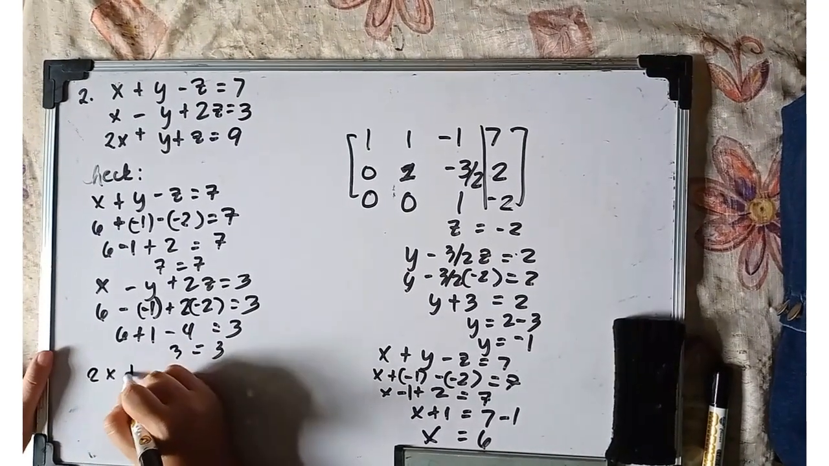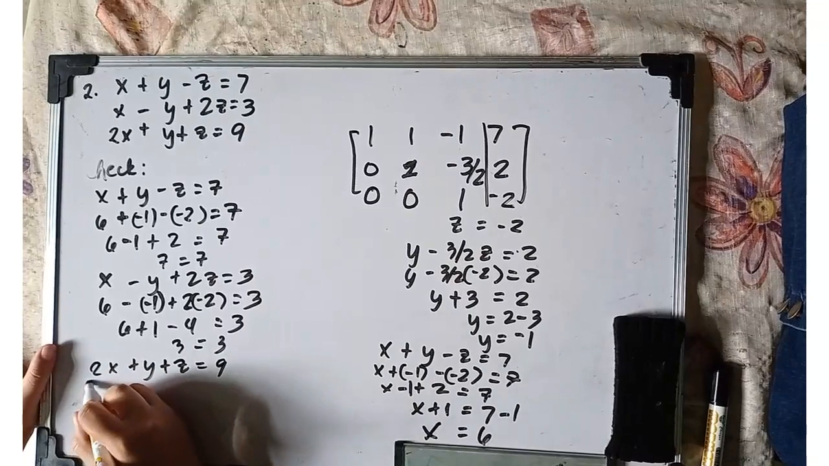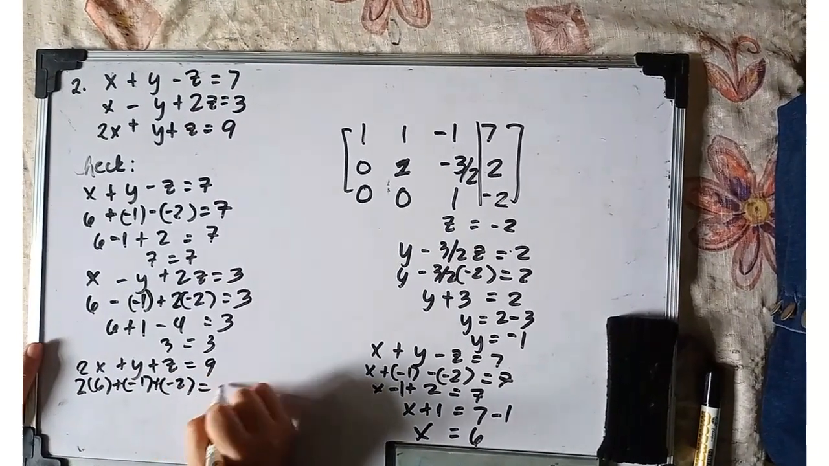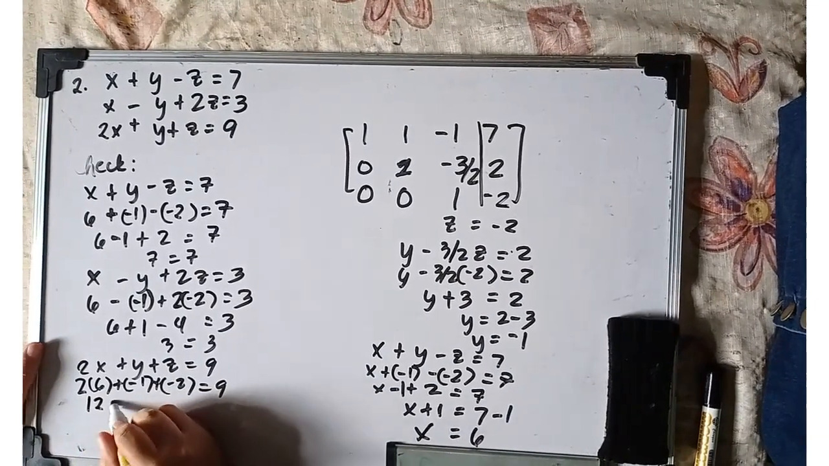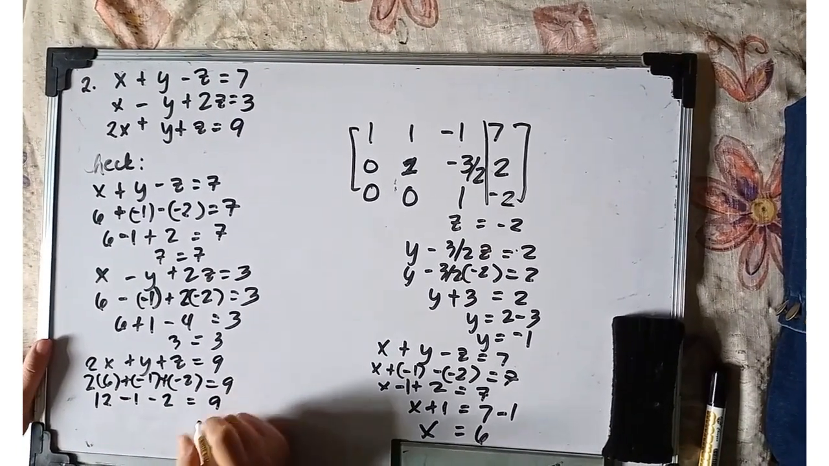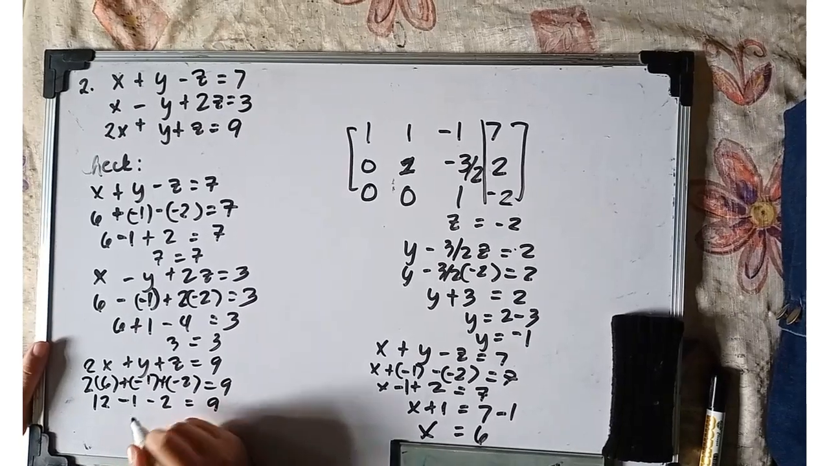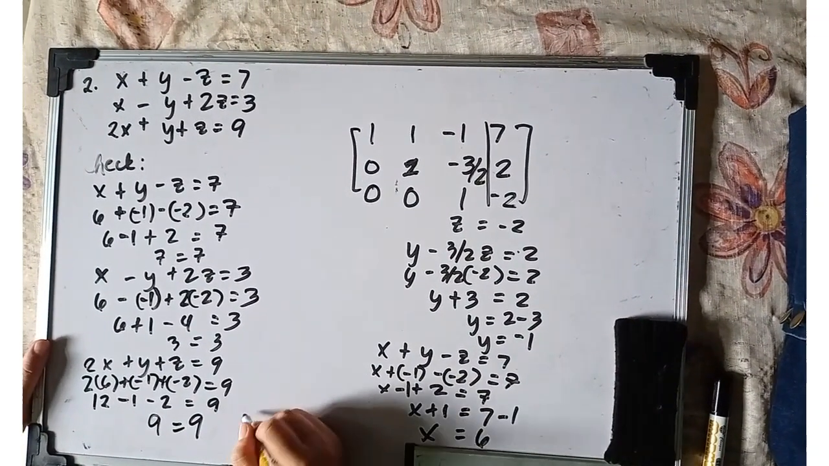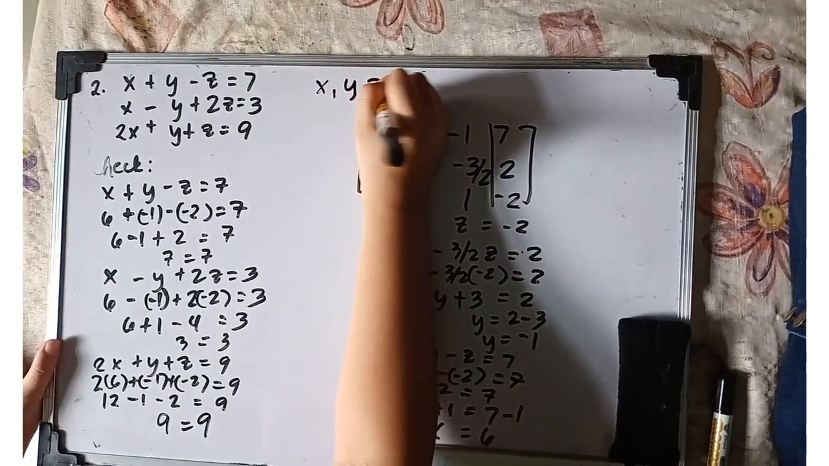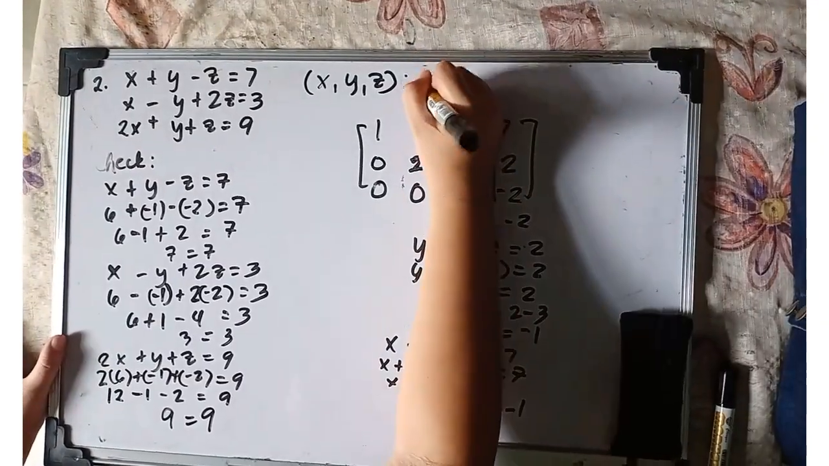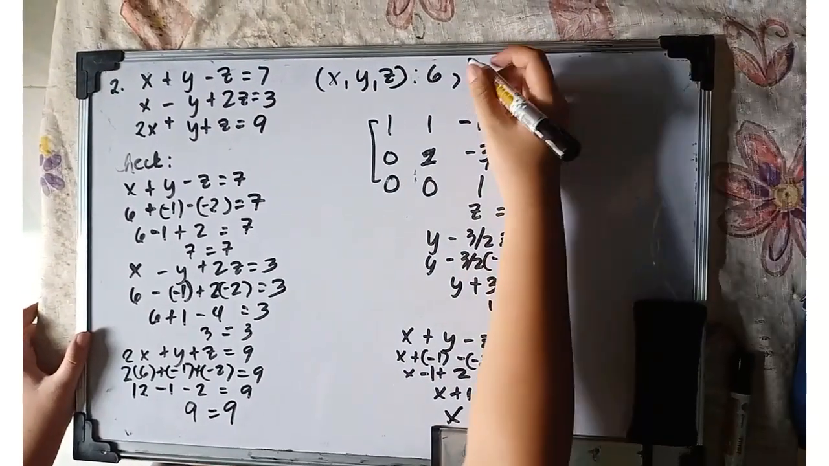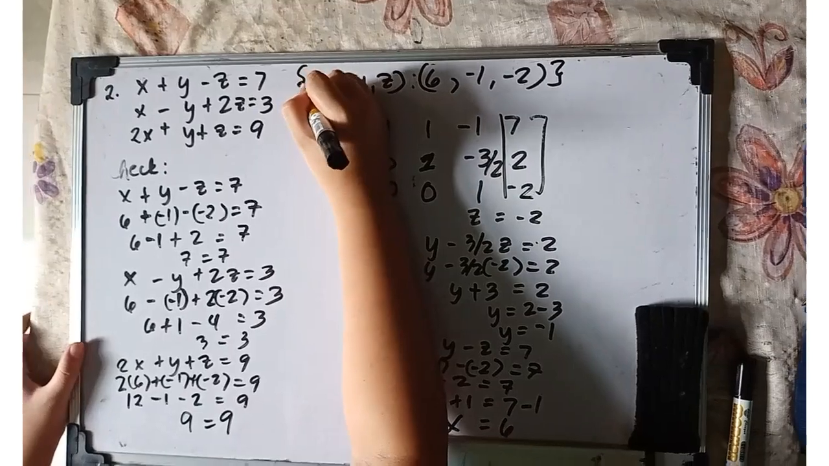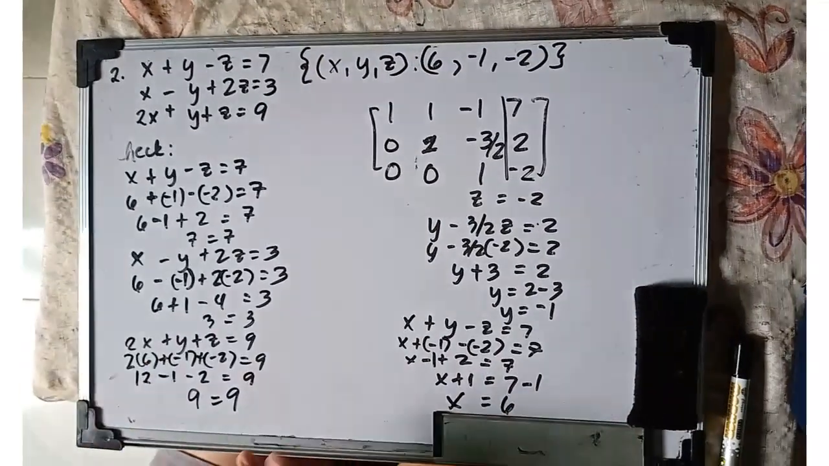Next is 2x + y + z = 9. 2 times 6, plus -1, plus z which is -2, equals 9. 6 times 2 is 12, minus 1, minus 2 equals 9. 12 - 1 is 11, minus 2 is 9, which equals 9. Therefore, our answers are correct: x, y, and z are 6, -1, and -2. So those are the values for equation number 2.